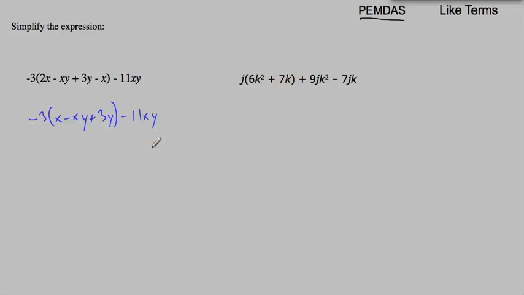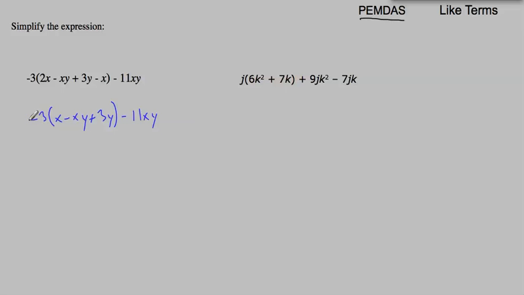Nothing else changes. I don't have any exponents, so I can move on to multiply, divide. Now remember, when we're doing multiplication and division, we're going to go left to right across the problem. We don't multiply first and then divide first. We simply go left to right, doing all the multiplication and division in the order that it appears.